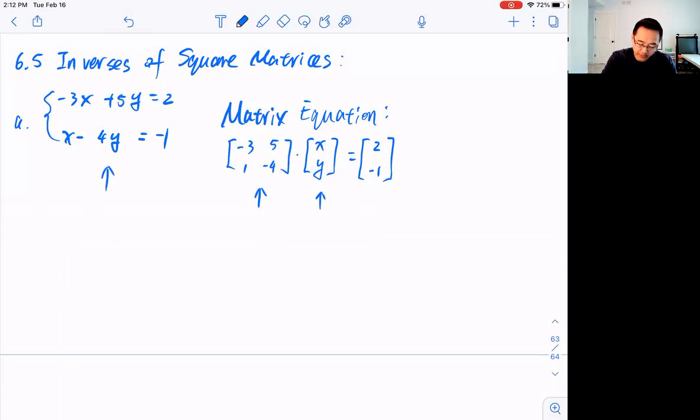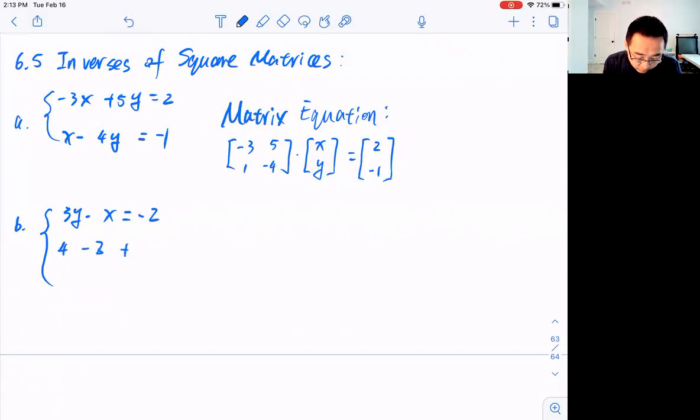But we're not trying to get the systems back. We're trying to solve it in the matrix world. So that's why we converted into this matrix equation. Now let's do another quick practice. So let's say you have a system of equations where it's 3y minus x equals -2, 4 minus z plus y equals 5, and then z minus 3x plus 3 equals y minus x. And I want you to change that into your matrix equation.